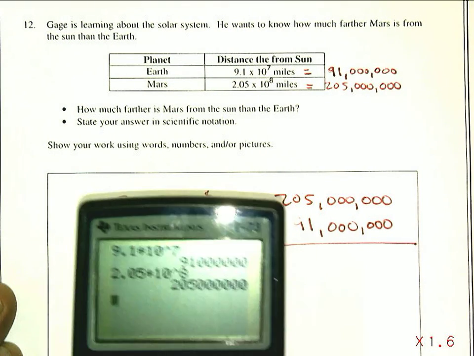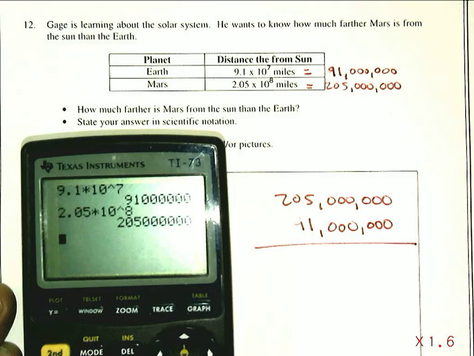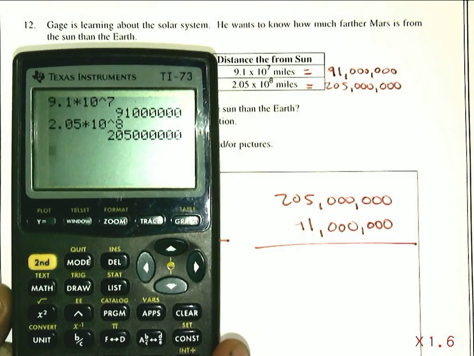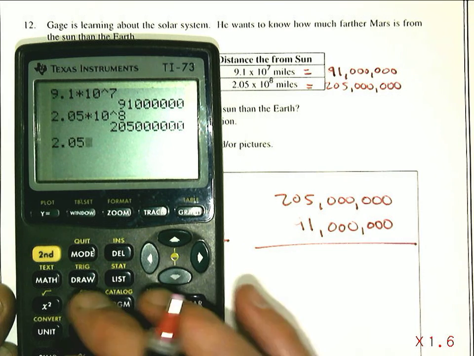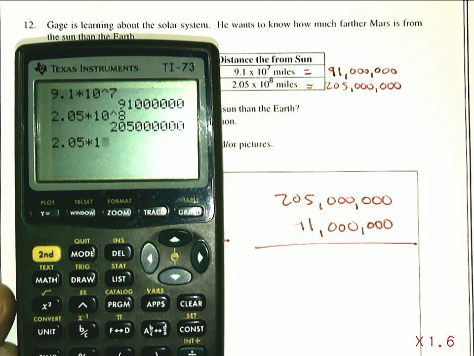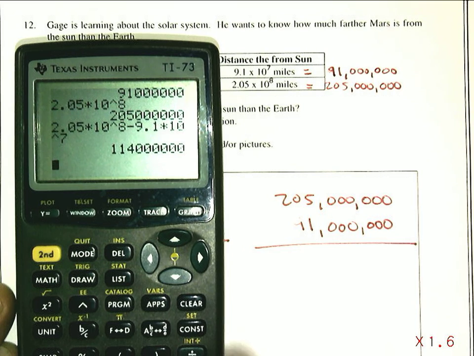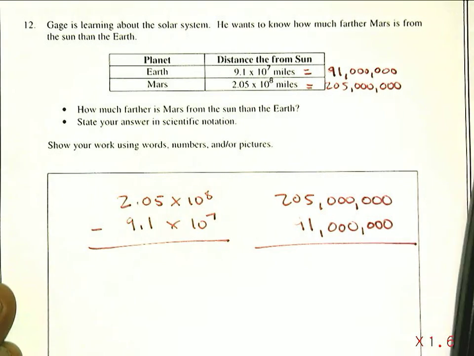And the reality is, using a calculator for either of these, I could do this with scientific notation, actually just put the numbers in like I see them: 2.05 times 10 to the 8th power minus 9.1 times 10 to the 7th power. So I could just put them in as you see them in scientific notation and get an answer. And the answer is 114 million miles.